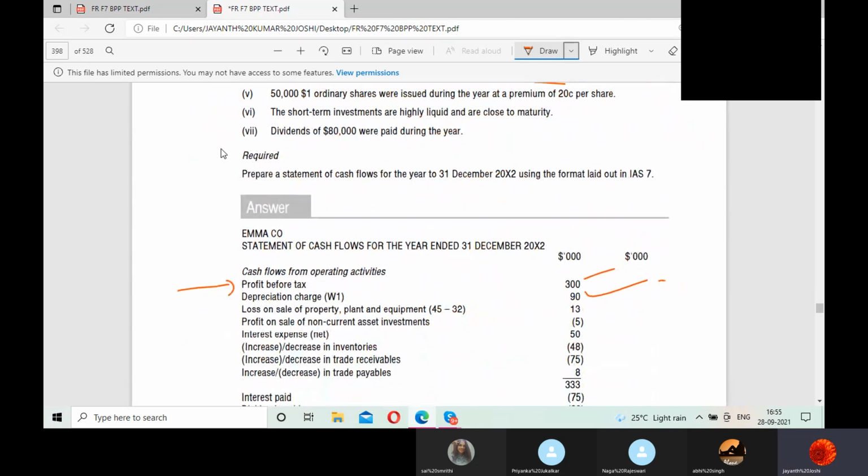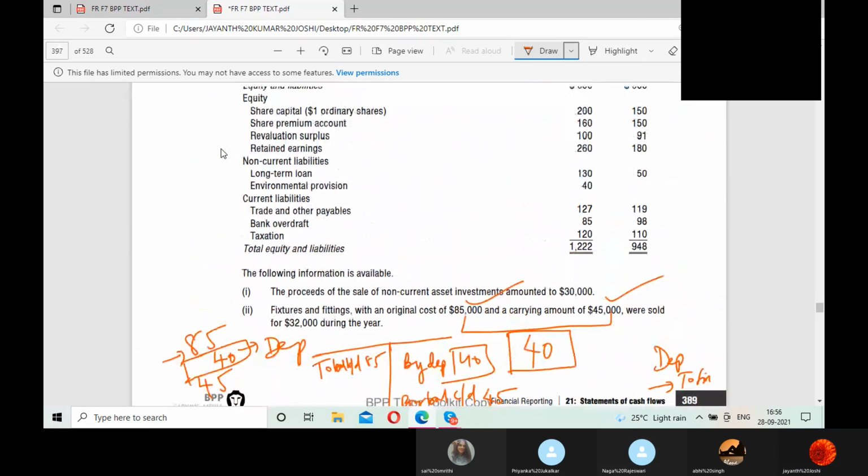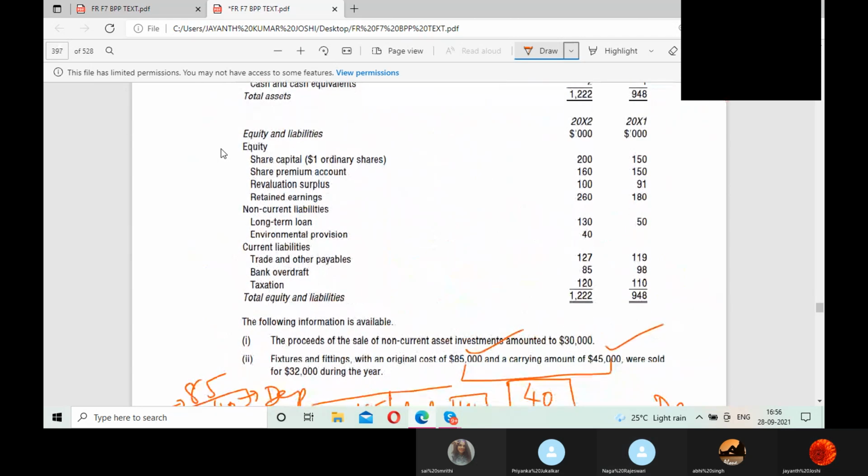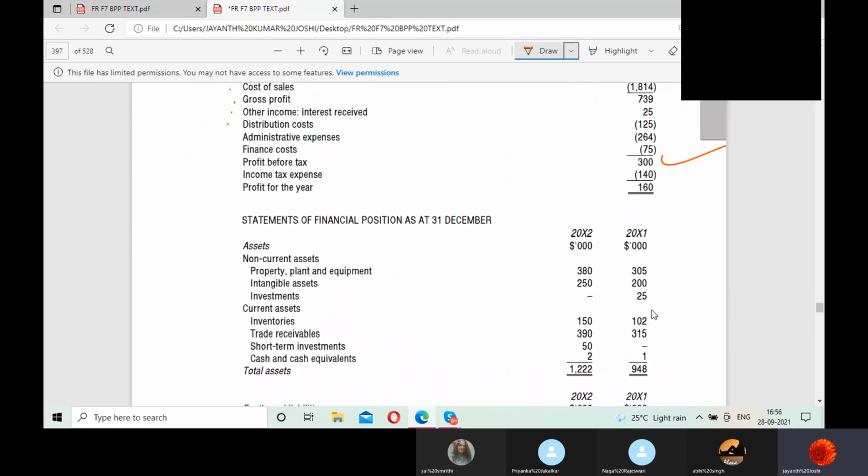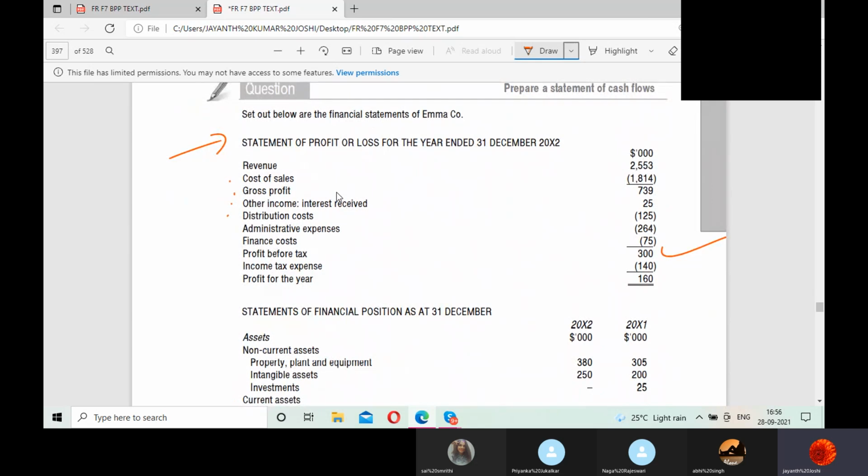So we have taken the non-cash expense. Now we have to see whether any kind of non-operating nature incomes are there or not. So they got this much from proceeds of non-current assets. And interest received, they have given 25. You need to take this in cash flow from investing activities. You need to add there.